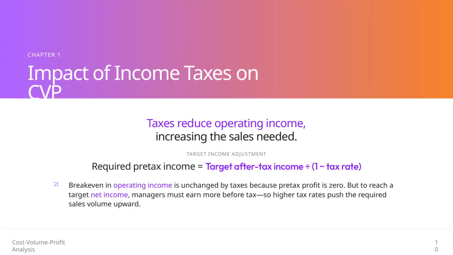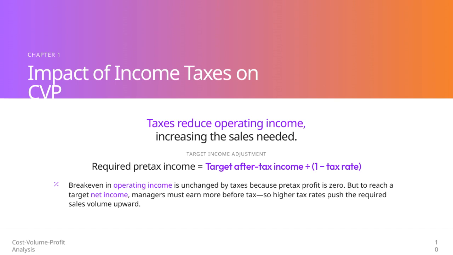Now, let's talk about how income taxes impact cost-volume profit analysis. Taxes reduce the operating income, which means that businesses need to generate higher sales to cover these taxes and still achieve their profit goals. To adjust for this, we calculate the required pre-tax income by dividing the target after-tax income by 1 minus the tax rate.